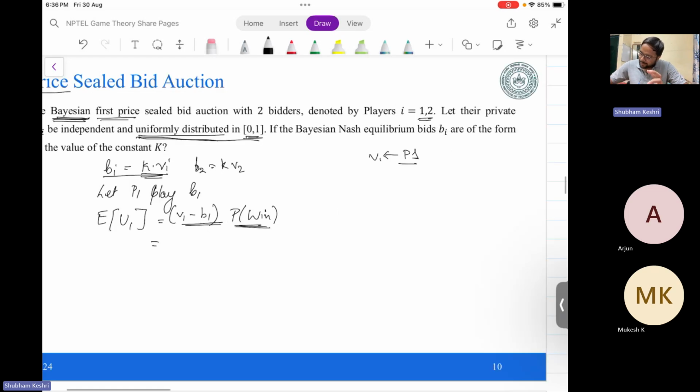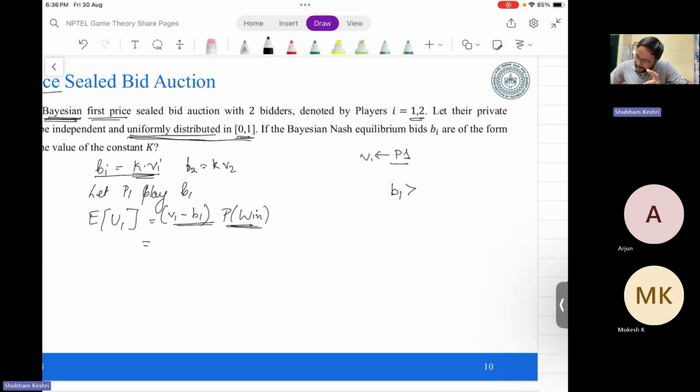You see, how will he win? He will win when B1 is greater than, or we can take equality, or we cannot take equality, just take equality. So when B1 is greater than B2. When will B1 be greater than B2? So B2, we have a value K times V2.